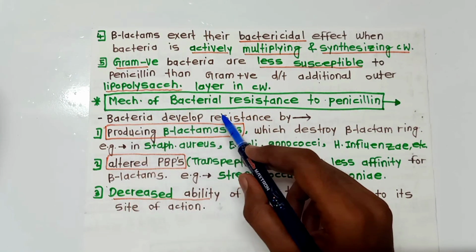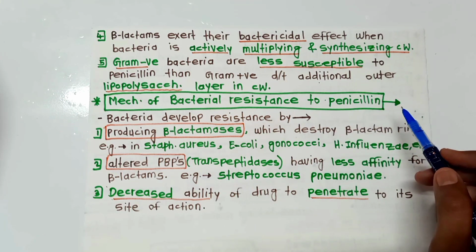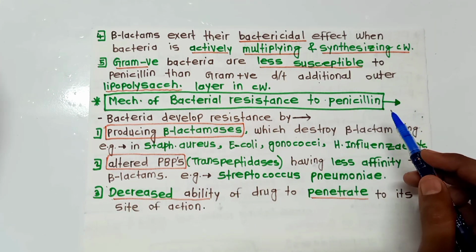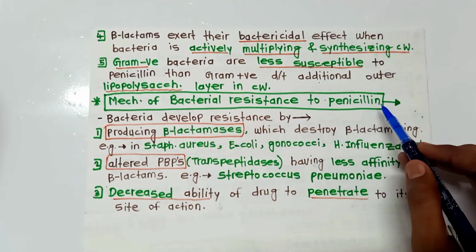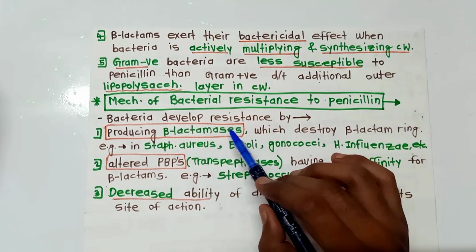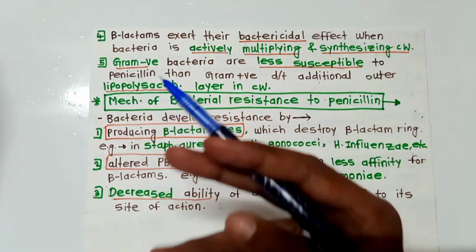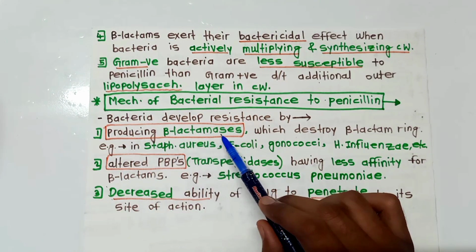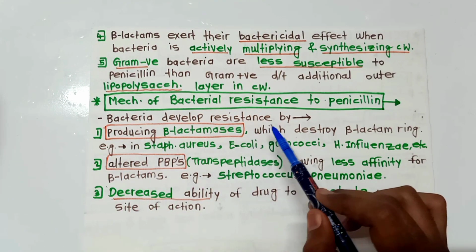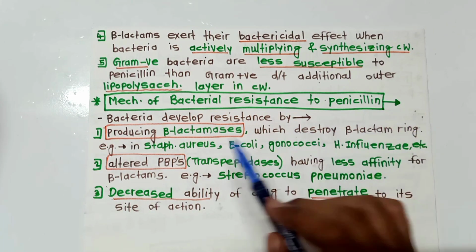The last point is the mechanism of bacterial resistance to the penicillin. After a period of time, bacteria develop resistance in some cases to the penicillin. This mechanism is discussed as follows. Bacteria develop resistance by these three mechanisms. The first one is by producing beta lactamases. They destroy the beta lactam ring.